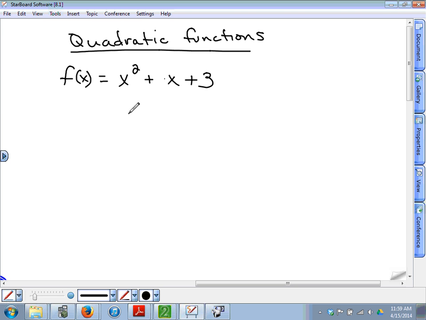Technically, it has 4 terms. Well, the f of x doesn't really. I see what you're talking about. But anyway, would this still be a quadratic function? Yes, all it has to have is an x squared. That's a quadratic function. Okay?